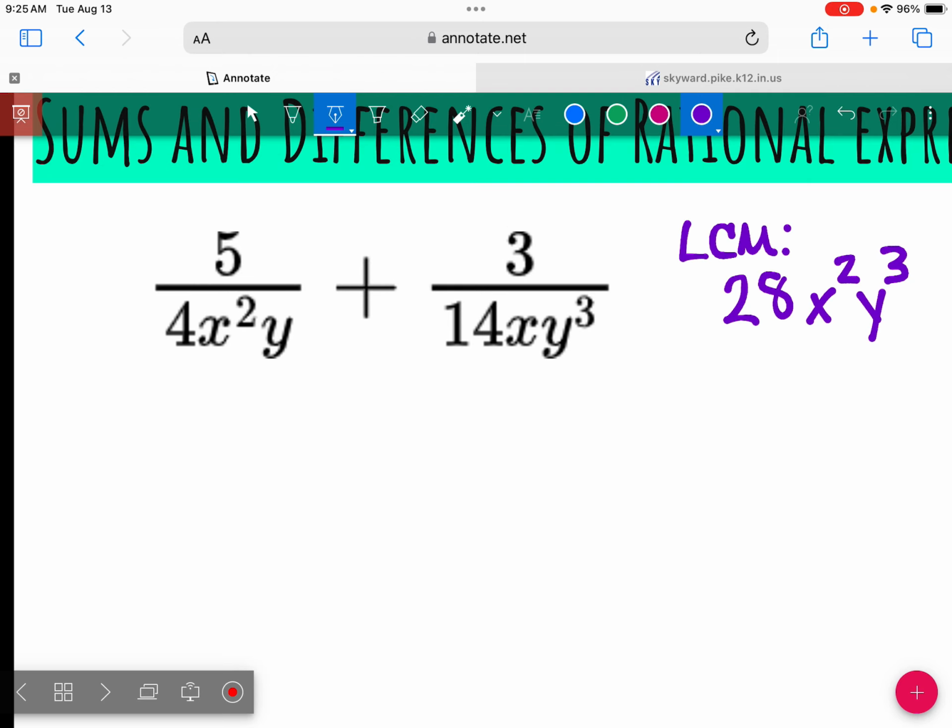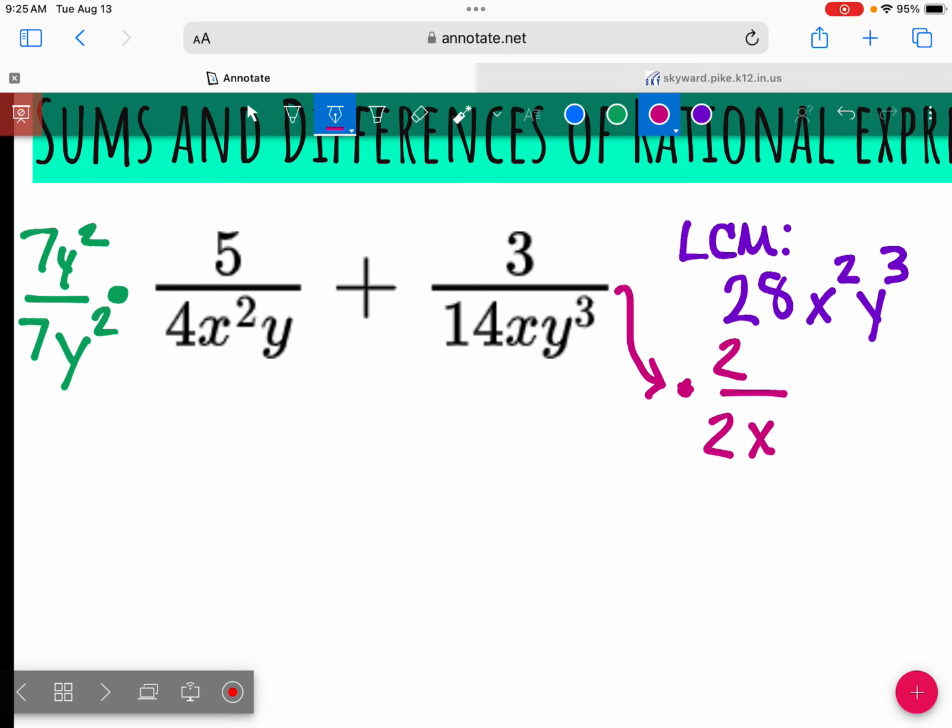So, now that we know our least common multiple, what do I need to multiply this left-hand denominator by to get to that least common multiple? 7. Do I need to multiply by an x? No. We already have an x, so we just need our y squared. So we're multiplying by 7y squared. What do we need to multiply this right one by? I'm going to put it down here. 2x. So we're going to multiply by 2x over 2x.